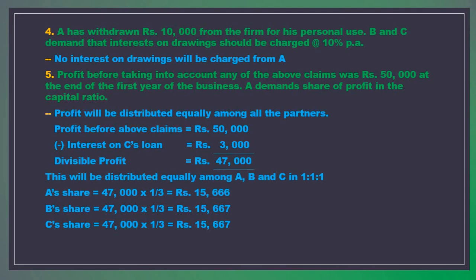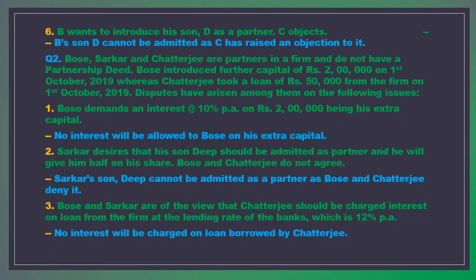Sixth, B wants to introduce his son D as a partner. C objects to his proposal. In the absence of partnership deed, according to the provisions of Indian Partnership Act 1932, no person can be admitted as a partner in the business until all the existing partners give their consent to it. So, B's son D cannot be admitted as C has raised an objection to it.